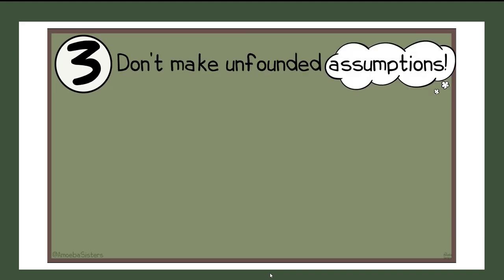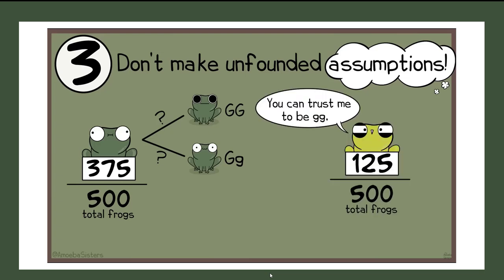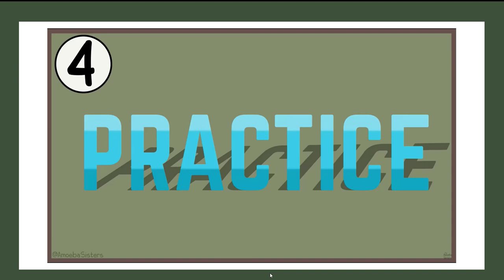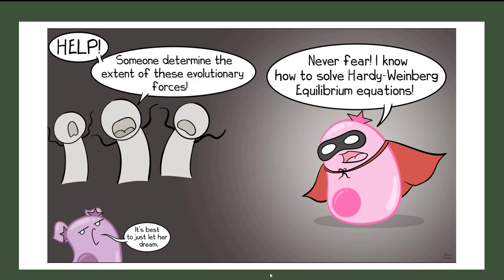Number 3, be careful not to assume too much with given info. Remember when I was given a value of 375 frogs out of 500 being dark green? I didn't necessarily know whether they were big G, big G, or big G, little g. Instead, I chose to work with the recessive genotype since I knew light green frogs would be little g, little g. Number 4, practice. There are a lot of practice problems you can find online, and remember, this skill can be very useful for determining the extent of evolutionary forces because you have this base comparison of Hardy-Weinberg equilibrium to compare it to.